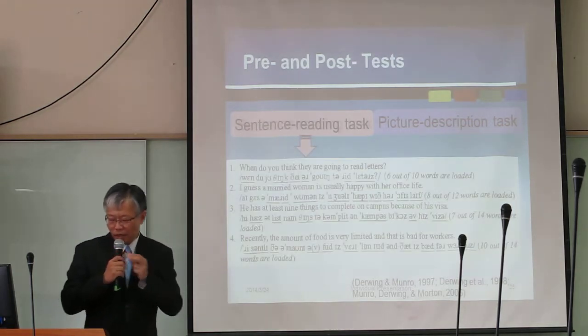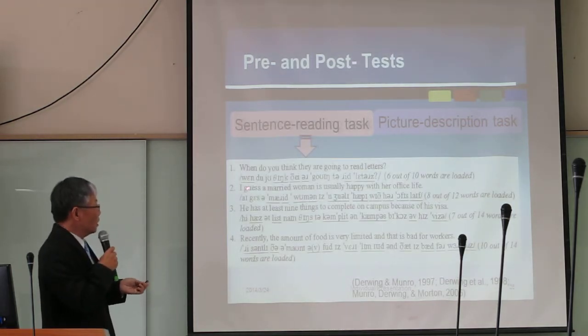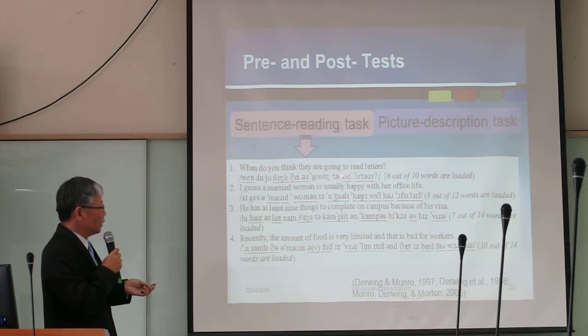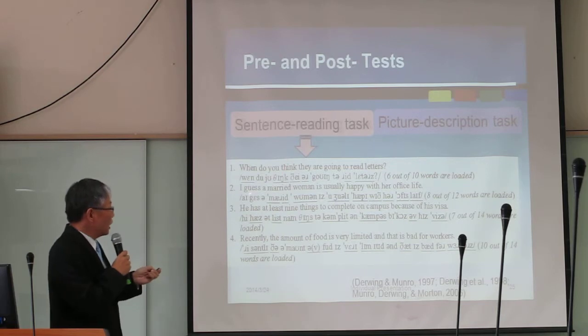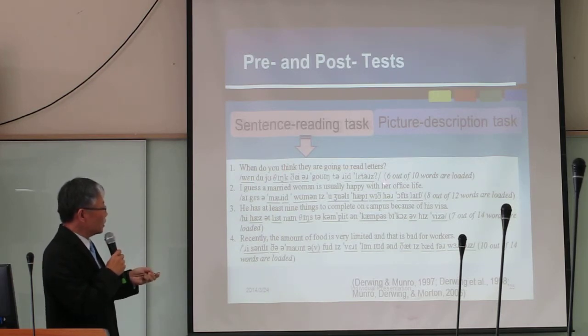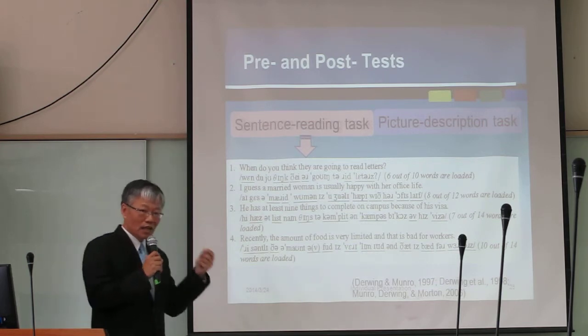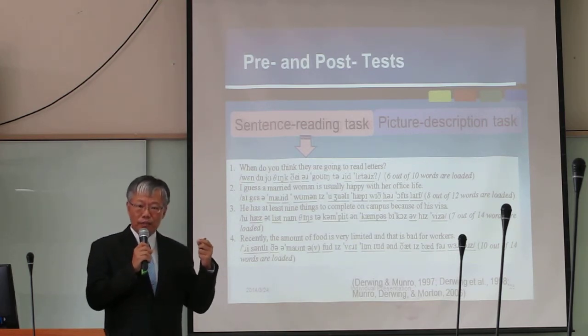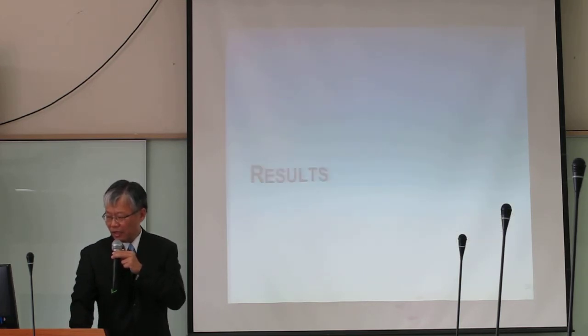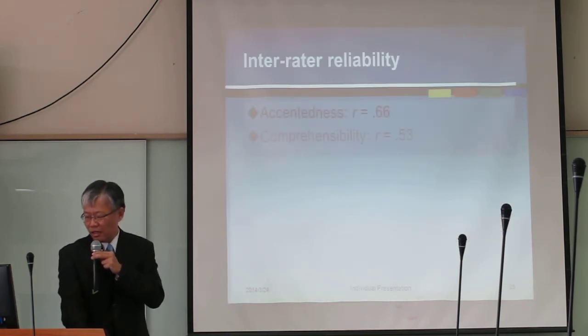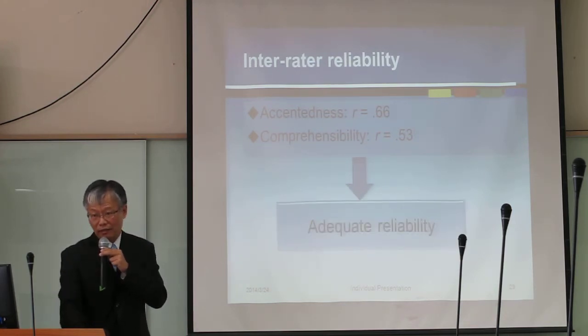So, for example, the first sentence: when do you think they are going to read letters? Like this. And there are 6 underlined words, which note the sounds that are focused on. And the rating results: the inter-rater reliability is satisfactory, not quite high, but enough.